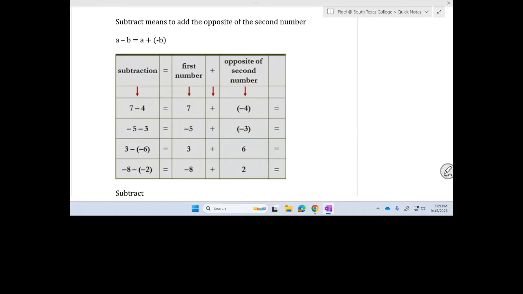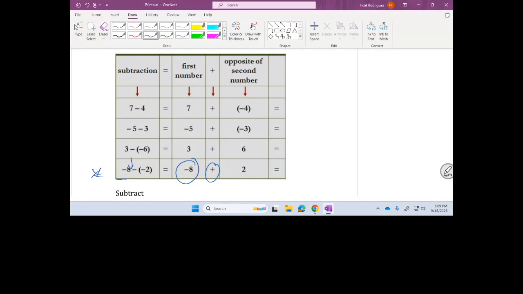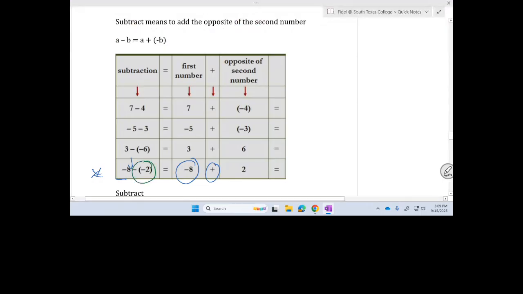I'm actually going to start off down here, y'all. I'm going to start off with this problem, okay? Look, the first number, I'm going to leave it alone, okay? The second right here, y'all, that minus, I'm going to change it to a plus, and then I'm going to change the sign of the second number. Look at that second number. That second number is in parentheses, and it's -2, so it becomes a +2.